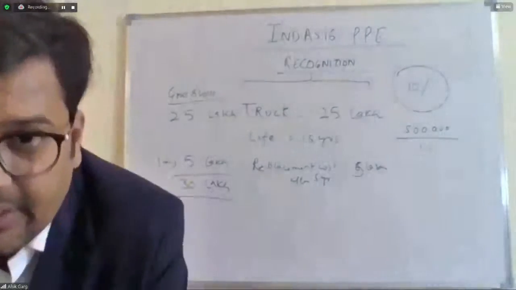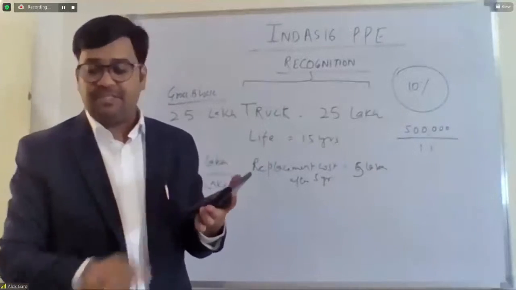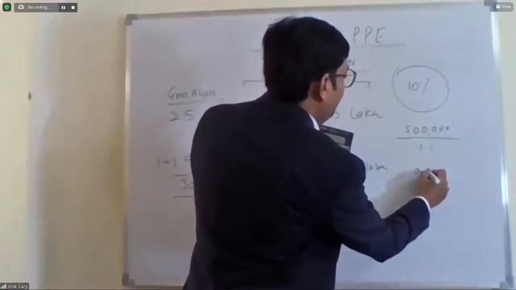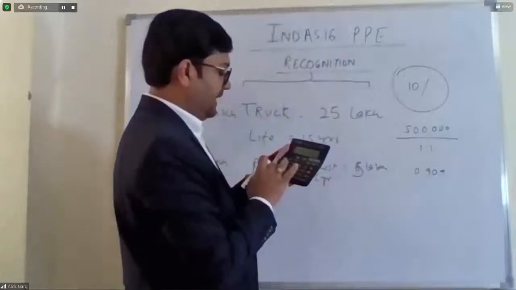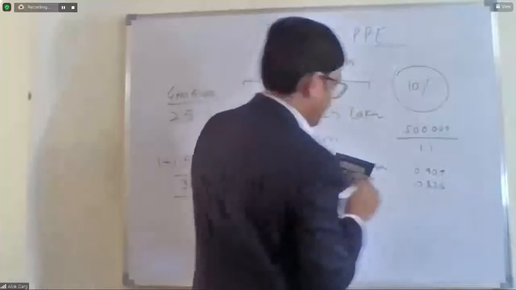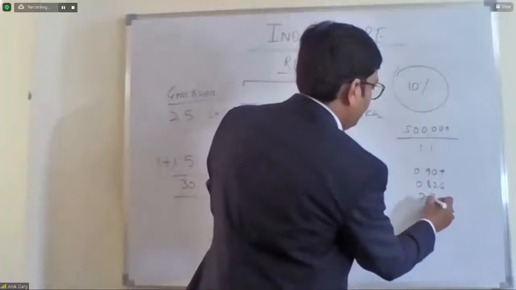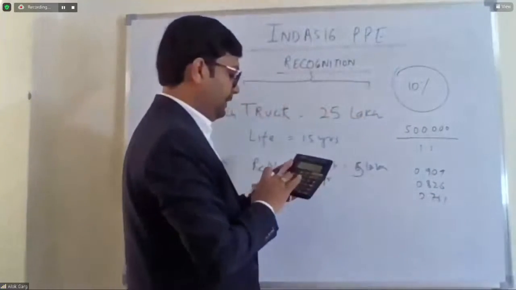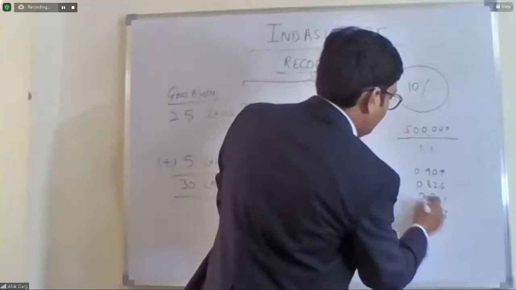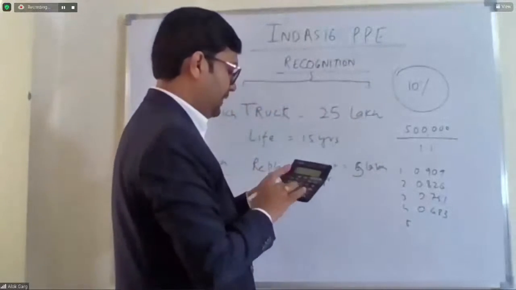So let me use the calculator. 1 divided by 1.1. The present value at the end of the first year is 0.909. Again divided by 1.1, it is 0.826. Again divide by 1.1, it is 0.751. Again divide by 1.1, it is 0.683. So first, second, third, fourth, fifth. Again divide by 1.1.